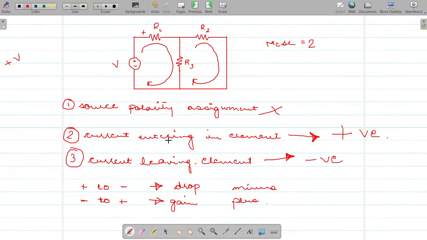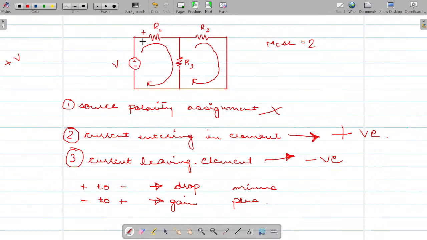Again, coming to this resistor, I am traveling from positive to negative. Why is it positive? Because current is entering the element. If current is entering the element, what will we do? We'll assign a positive sign here and a negative sign here, because current will be leaving at this point, right?